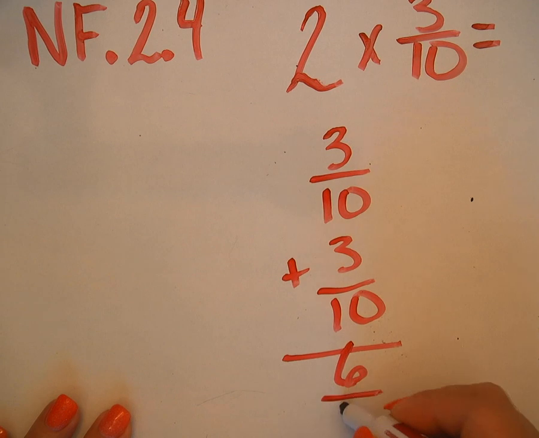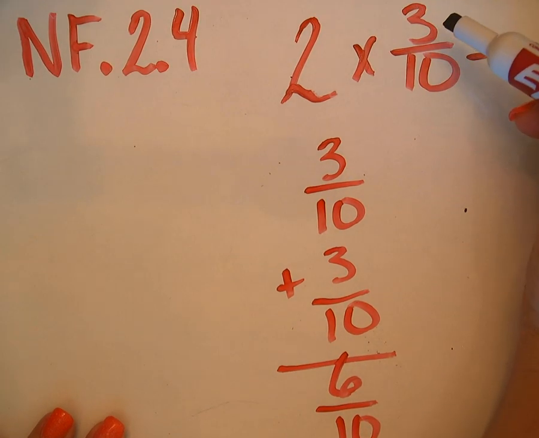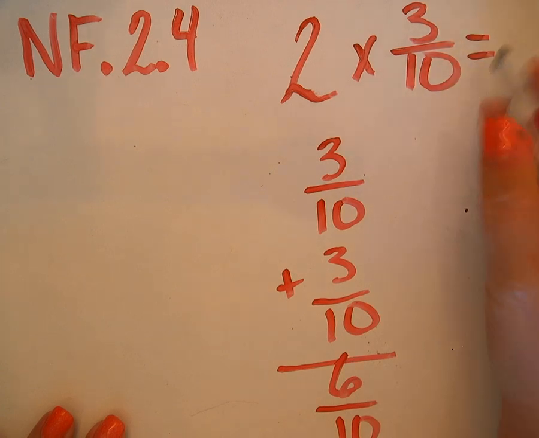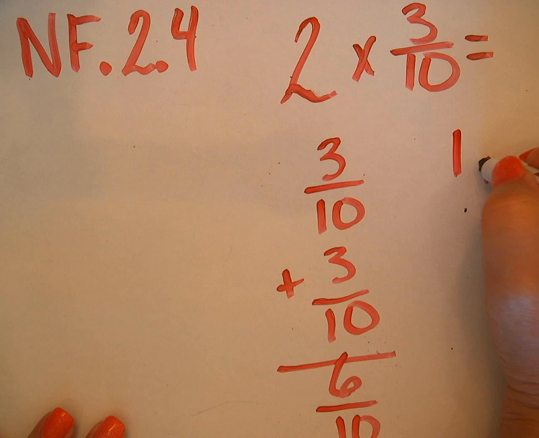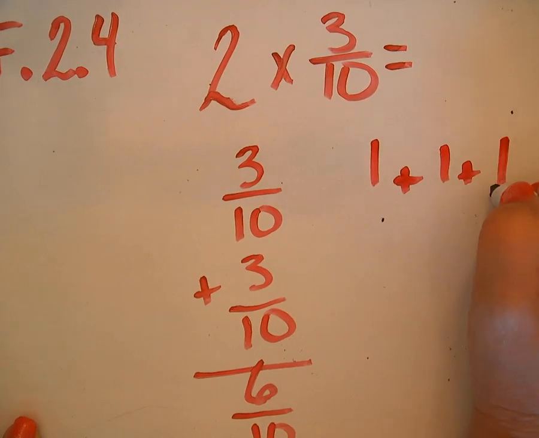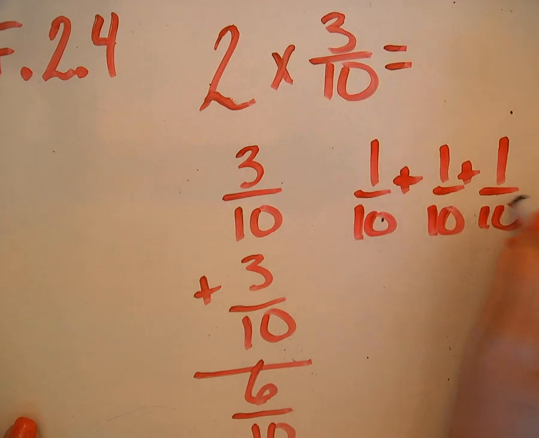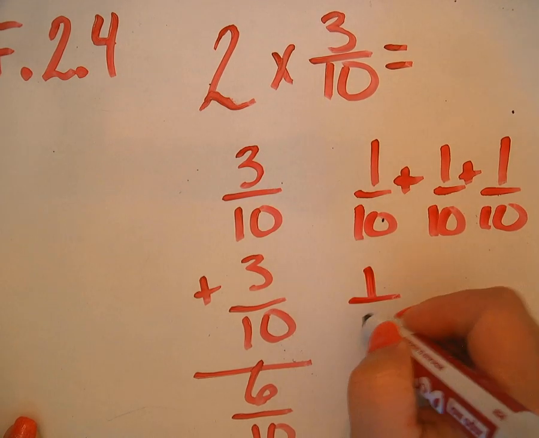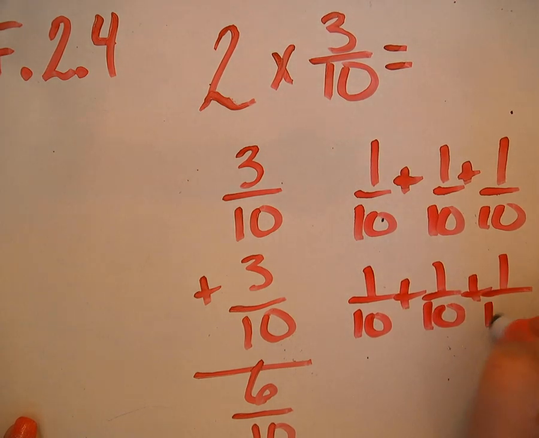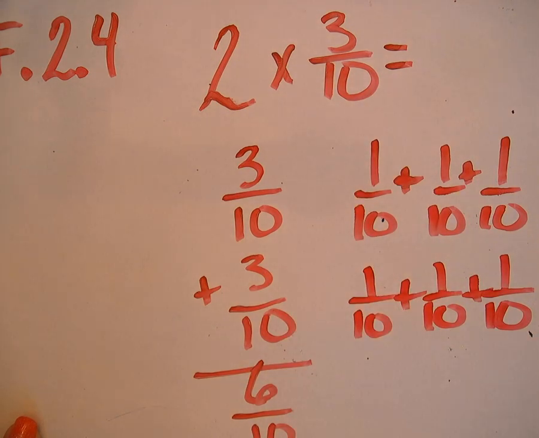Another strategy we can do is to break it apart into the unit fractions. So we're going to have 3/10 2 times. So that means we're going to have 1, 2, 3 tenths 2 times: 1, 2, and 3. And then you can just count from there and you will get your 6/10.